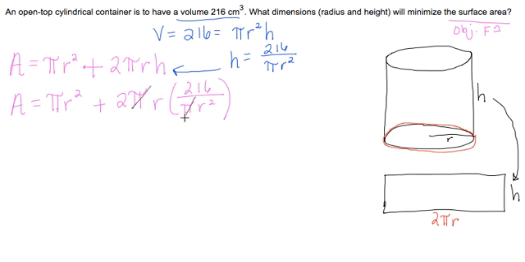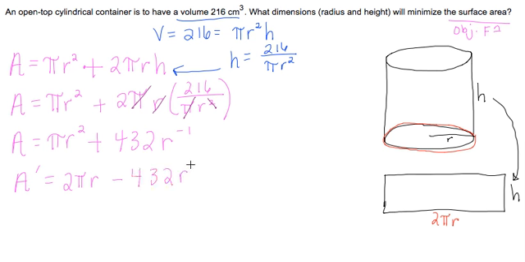So the pi's cancel, one of the r's cancels, and just cleaning up this area function, we get pi r squared. We're left with 216 times 2, so that's 432 over r, or r to the minus 1. Okay, so there's a good objective function to differentiate. So we take the derivative of that. Pi is just a coefficient, it's just a number. So the pi hangs out front, and the derivative of r squared is 2r. So we get 2 pi r. Bringing the minus 1 down gives minus 432 r to the minus 2.